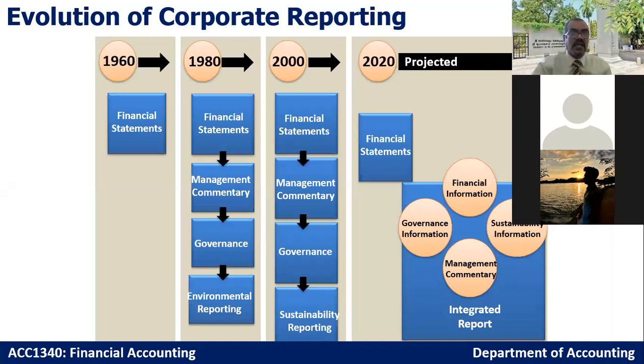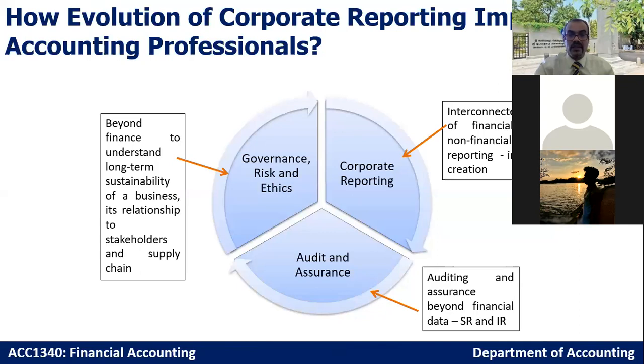Financial statements only, balance sheet, and the profit or loss, now different components. And in the reporting, additional things came in, management commentary, governance. Likewise, by 2000, many things came, especially after the collapse of Enron and corporate scandals. So lots of things were introduced. Now in 2020, we are not really moving towards, we are already in the integrated reporting phase. This is how evolution has been influenced by different perspectives: governance, corporate reporting, auditing. So these three perspectives are enriching corporate reporting day by day.